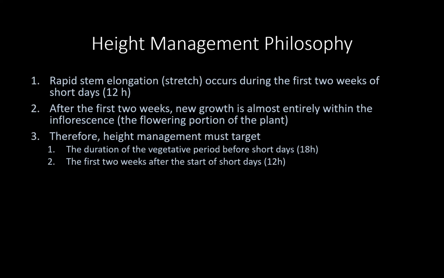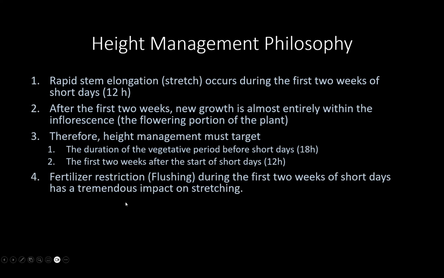So we can come out of propagation in 2 weeks, have a week of long days, and then go to short days. In some cases we go straight to short days after propagation, but maybe a week in long days, but we're shortening that period. That helps a lot. And then to prevent that jump that's going to occur in stem elongation in the first 2 weeks, we will focus on that time by using a flushing treatment.